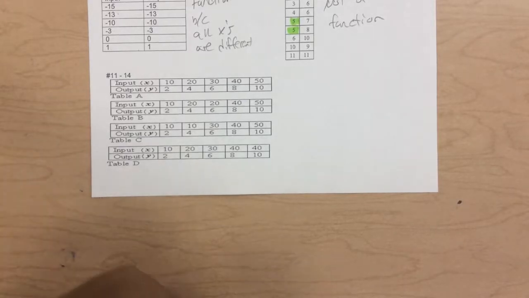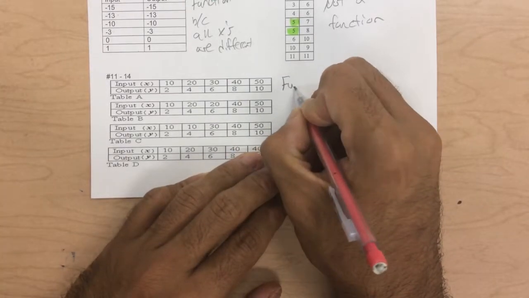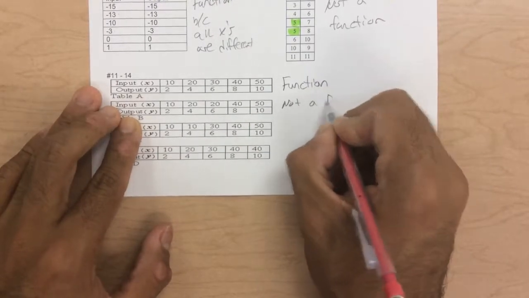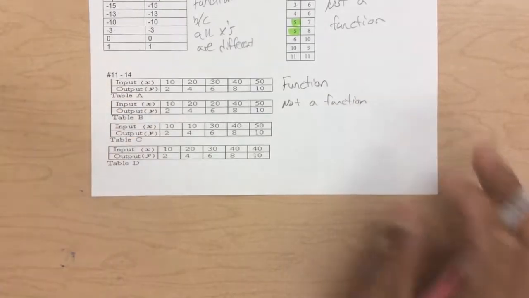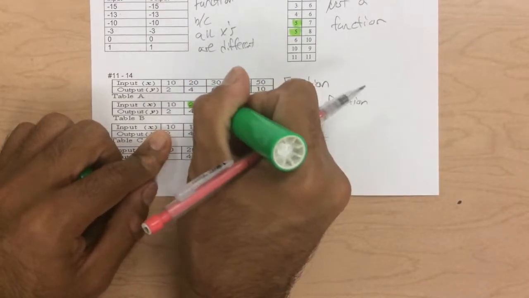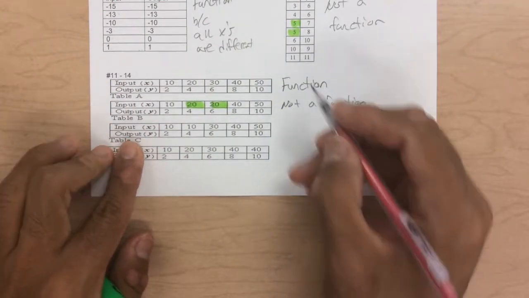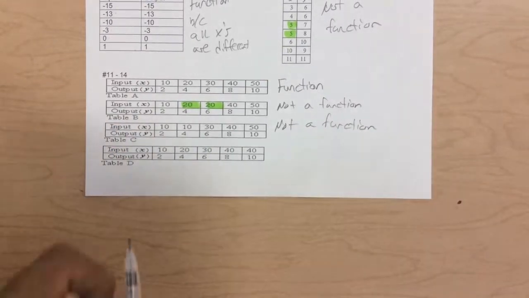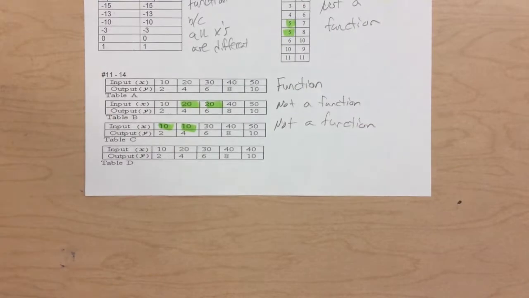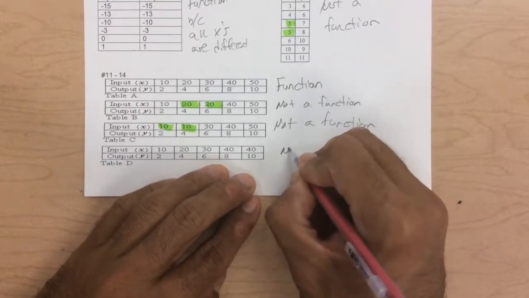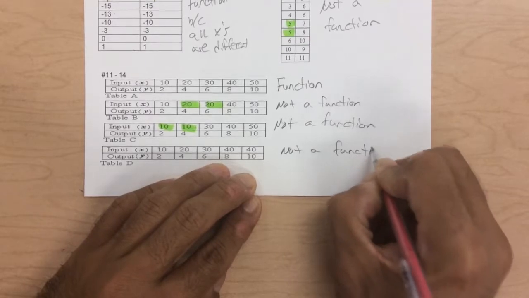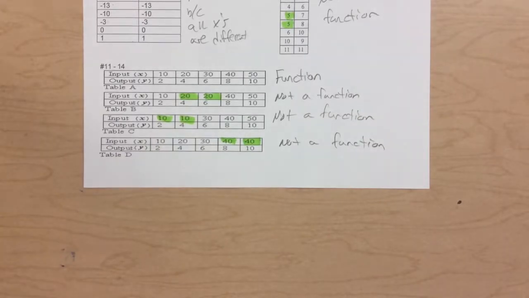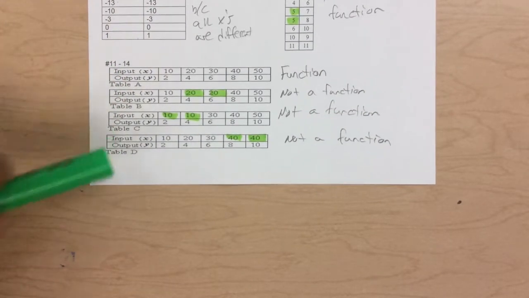Okay, for table A, it will be considered a function because all of your x's are different. Table B, it's not a function because the 20s repeat. Table C, it's not a function because the 10s repeat. And table D, it's not a function as well because the 40s repeat. Okay, so it's a function, not a function, not a function, not a function.